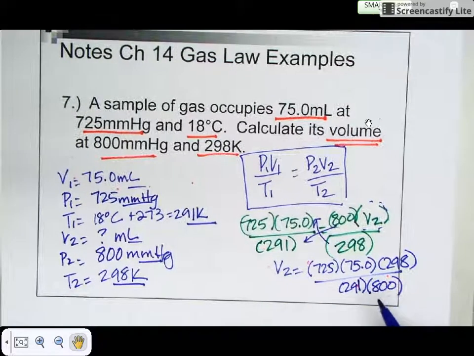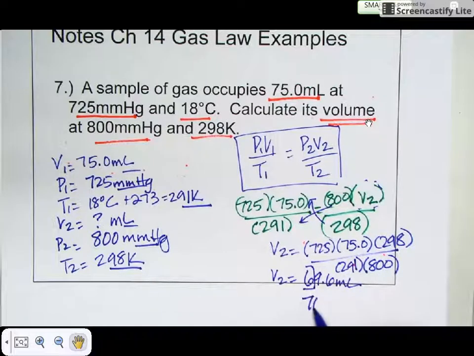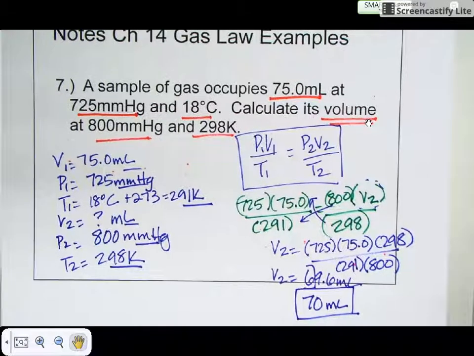We need to round it so that it only has 1 sig fig, because 800 has only 1 sig fig. There's no decimal. For your V2 here, you're going to end up with, let's see, my calculator says 69.6 milliliters, but we only want 1 sig fig. We're rounding it right here. So we're going to round it so it's 70, without a decimal, milliliters. And you're done. Great job, y'all.